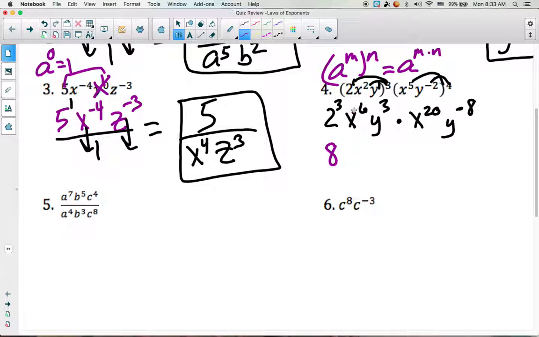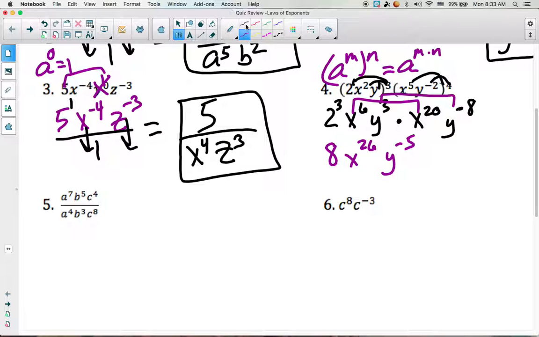I'm going to go x to the 6th times x to the 20th. And our product rule says when you multiply the same base, you add the exponent. 6 plus 20 gives me 26. And then we'll have our base of y, and we'll go y to the 3rd times y to the negative 8th. So we are going to add these exponents. 3 plus negative 8 gives me a negative 5.